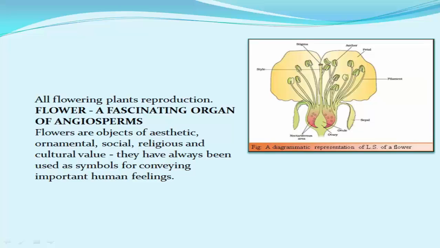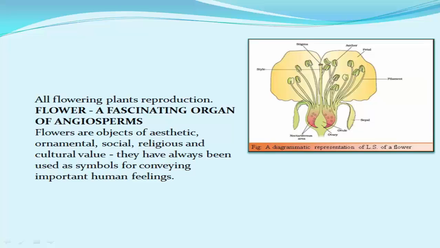Apart from that, the flower is a symbol of many human feelings. It is used for the purpose of ornamentation. It has got aesthetic value. It has a social importance, religious importance. But in the angiosperms, the flower is produced for the purpose of sexual reproduction.